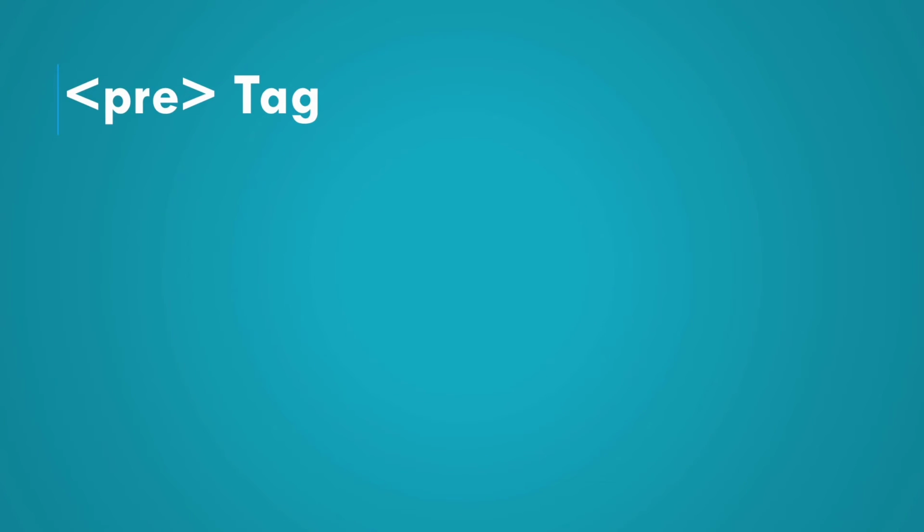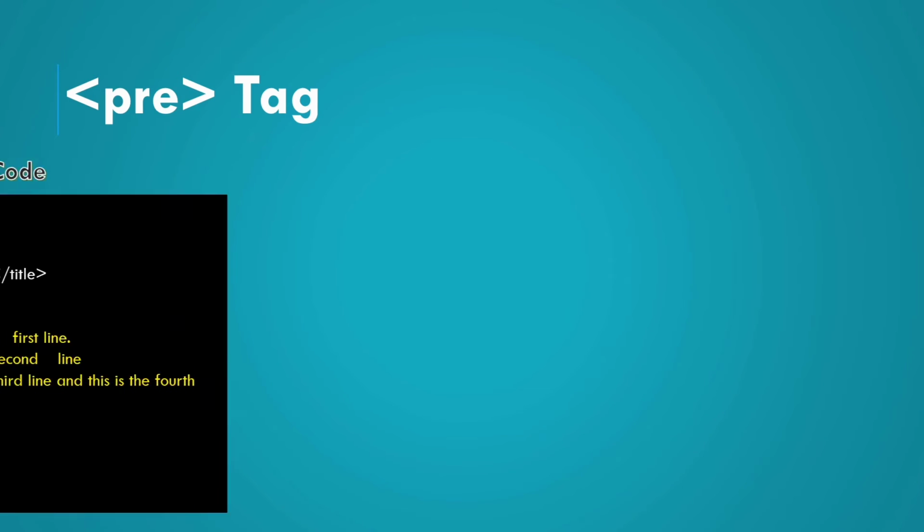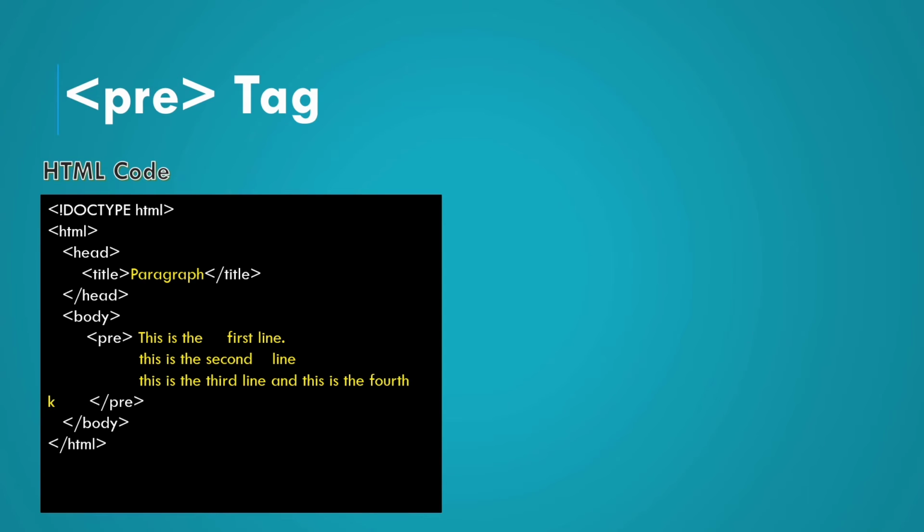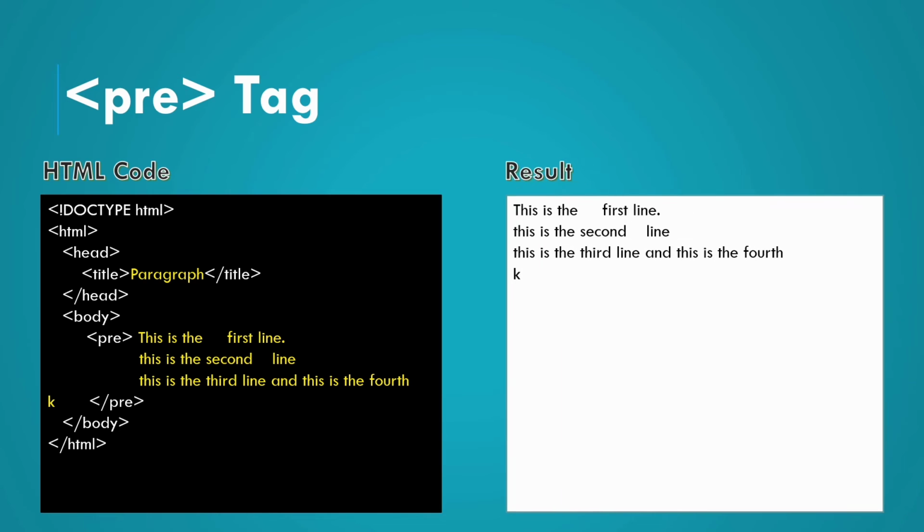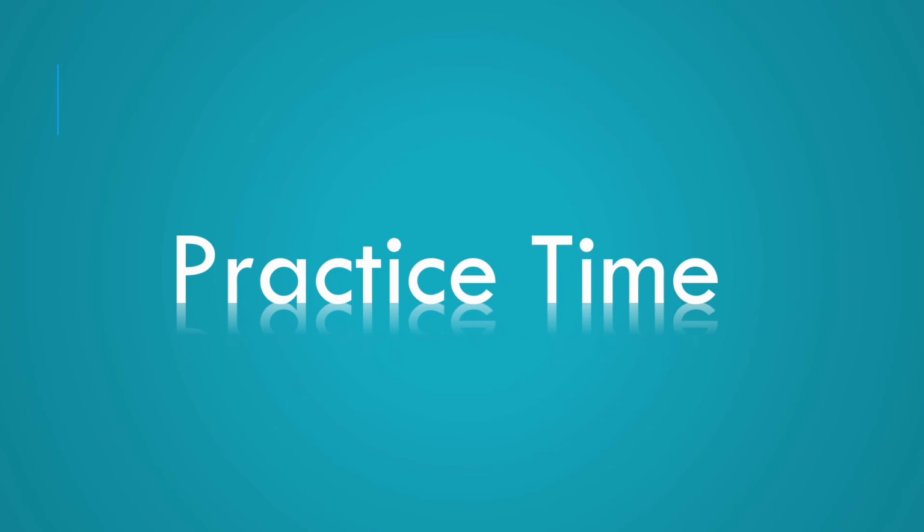Pre tag. We have seen how the paragraph tag ignores all the changes of lines and extra spaces within a paragraph. But there is a way to preserve this by the use of the pre tag. It also contains an opening and closing tag. It displays a text within a fixed height and width and preserves the extra lines and spaces we use. Let's do it practically.